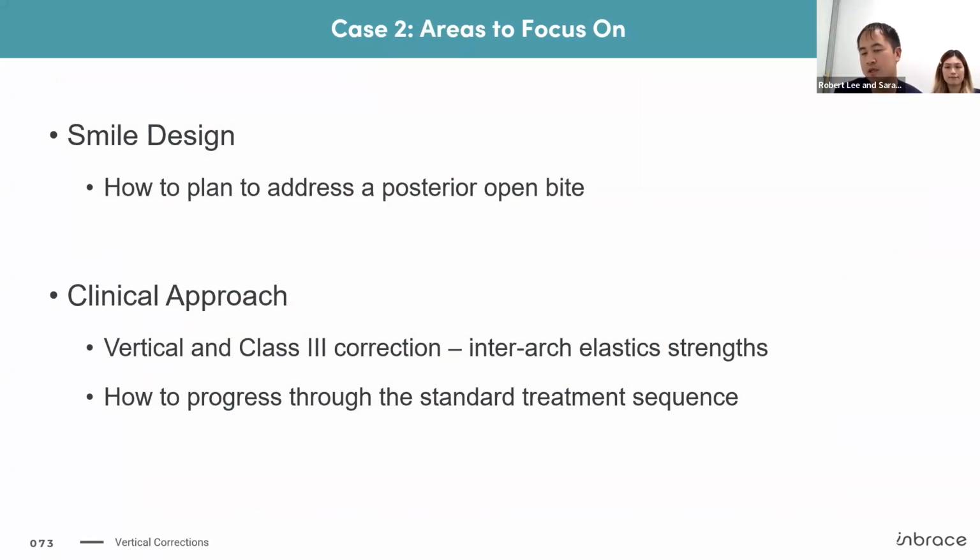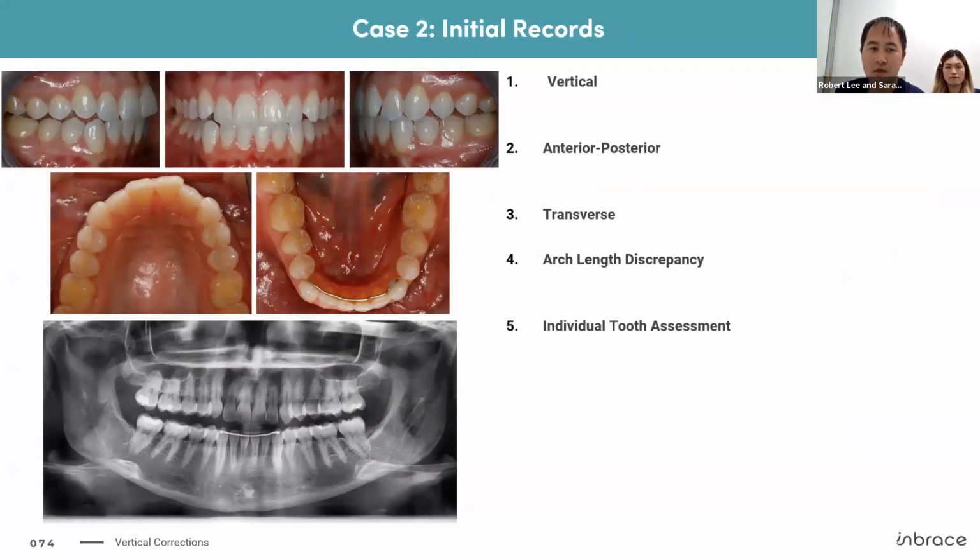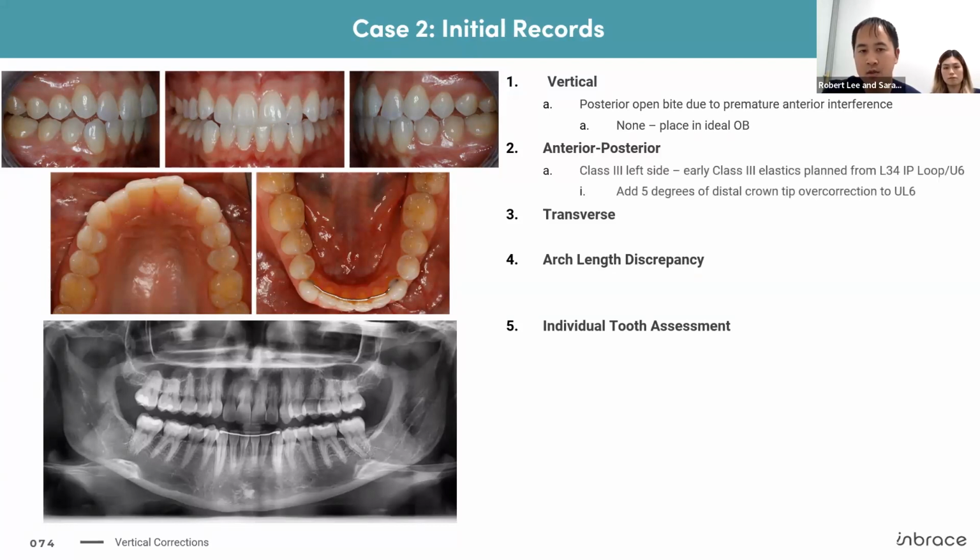You'll find that whether it's an easy or a difficult case, that standard treatment sequence is generally the same for about every case. So looking at the records and planning the smile design, because she has a premature anterior interference, I wasn't quite sure where her bite would be. So I didn't add any vertical overcorrection at this point. My main goal is adding the correction to actually resolve that premature anterior interference. So we just left it as an ideal 2 millimeter overbite.